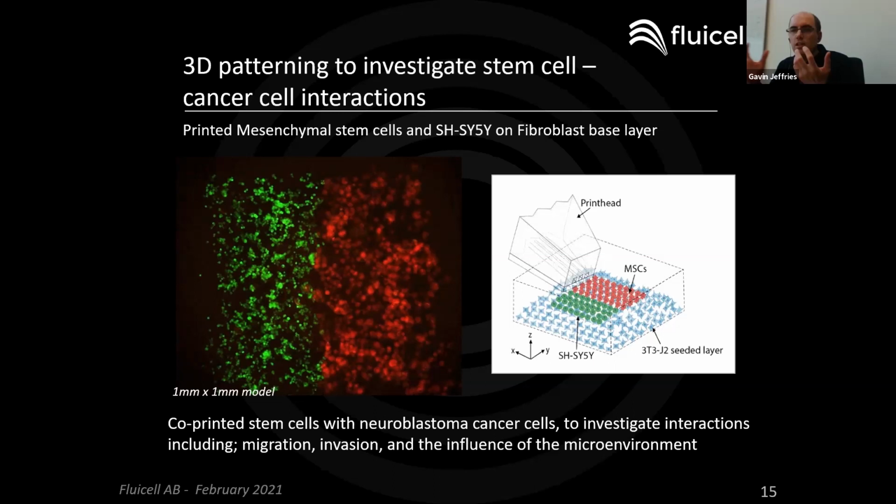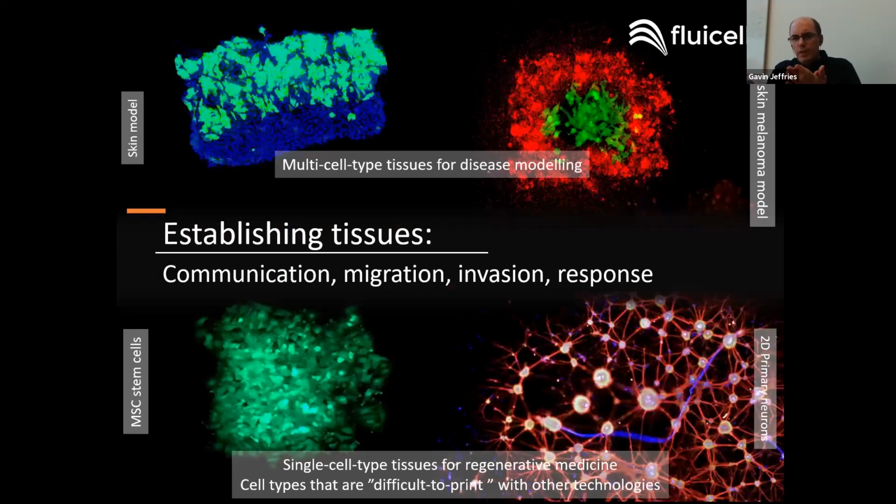But this co-printing setup was established to investigate both the migration and invasion of one cell type into another, and also to investigate the influence of the microenvironment, to see if, by tuning the components of what they're actually seated on, or how big these areas are, that affects these particular parameters. So this cell patterning approach to build up microtissues has been demonstrated for multiple different application fields.